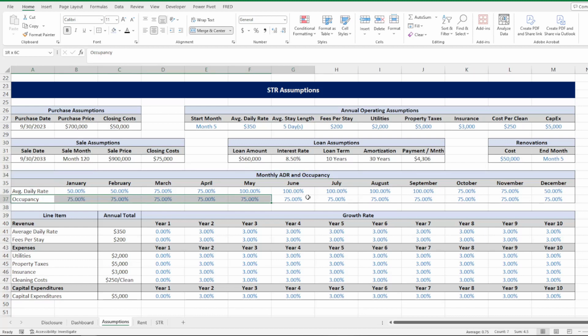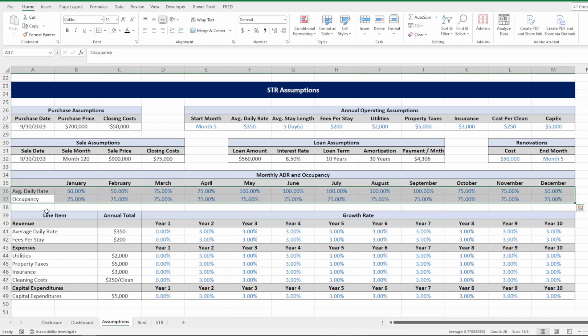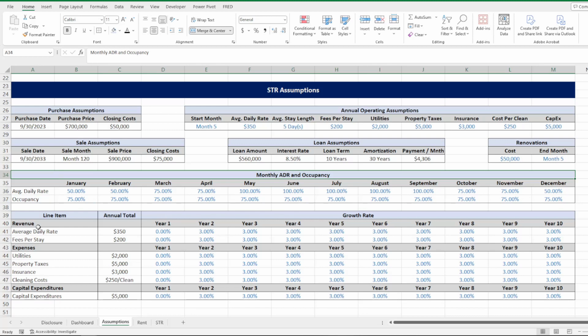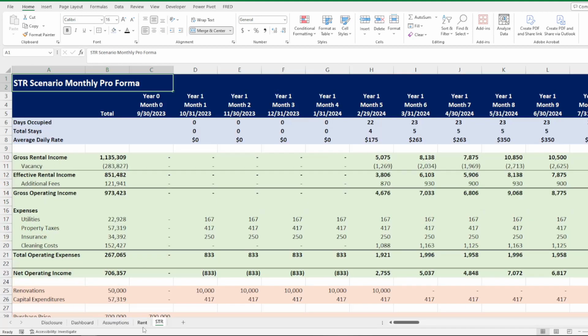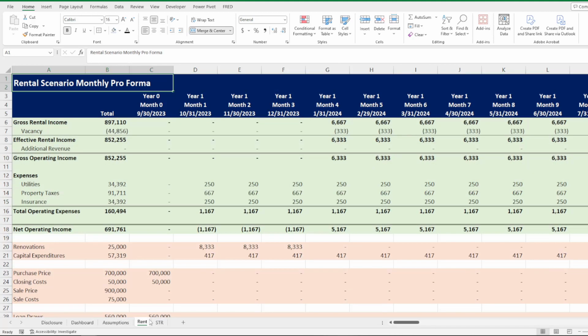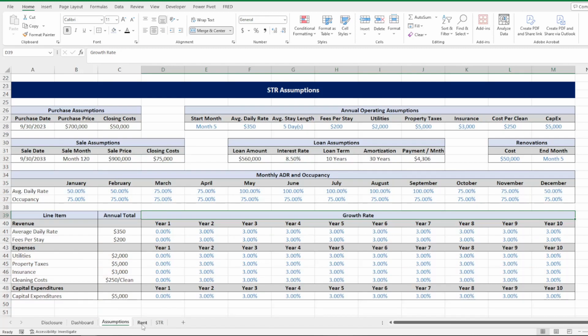You can also adjust the occupancy based on the month, and that will allow you to just get a good idea on a monthly basis what your returns are going to look like. And then down here, same thing as above, you can enter in the growth rate for each of these different line items. All of this information goes to these rent and STR tabs, and these are just monthly pro formas that are created based on the assumptions you put in on this tab.